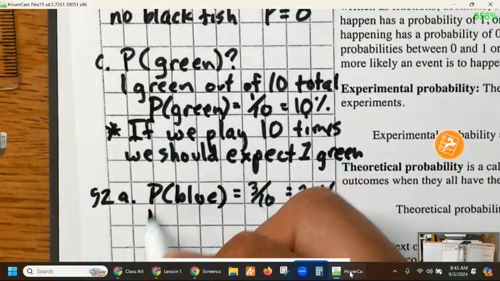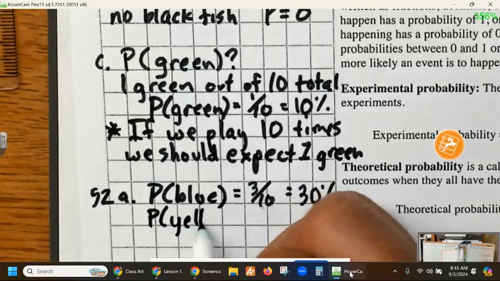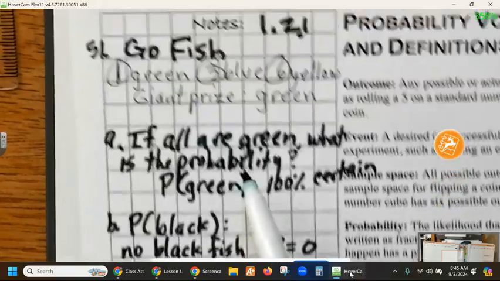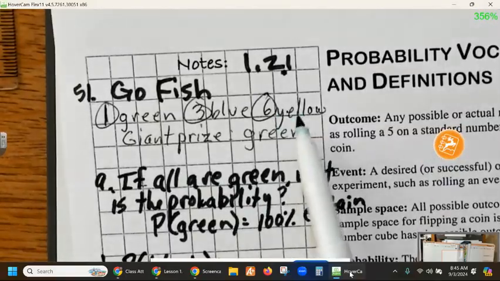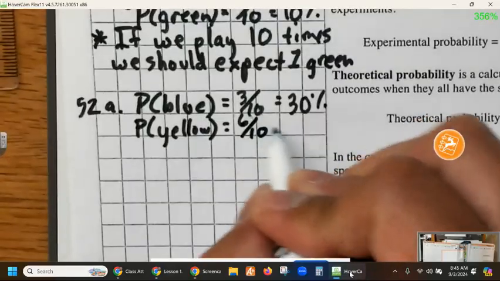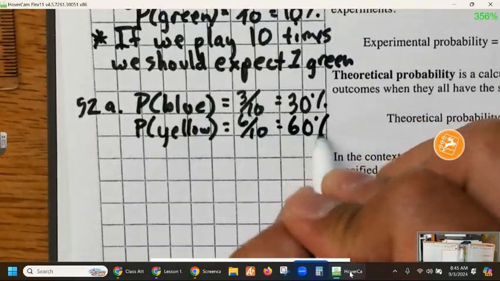And what is the probability of getting a yellow fish? All right, for a yellow fish, we can just look at the numbers here. There's 6 yellows, so the probability would be 6 yellow fish out of 10 possible fish. So that would be a 60% chance.